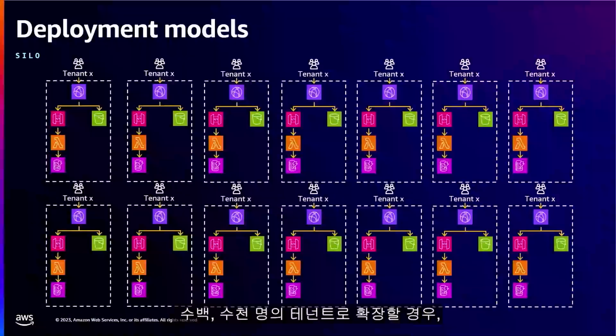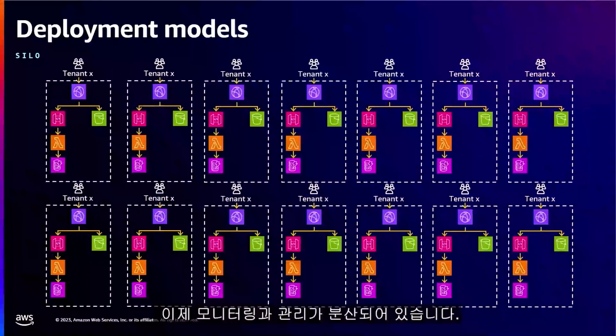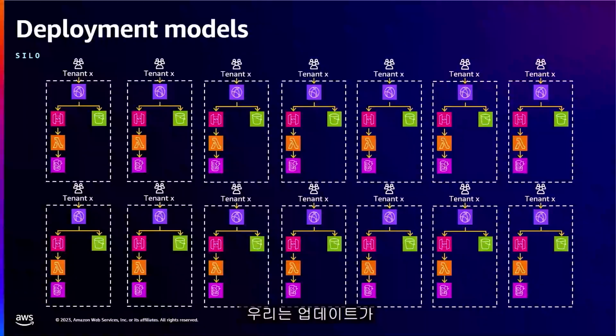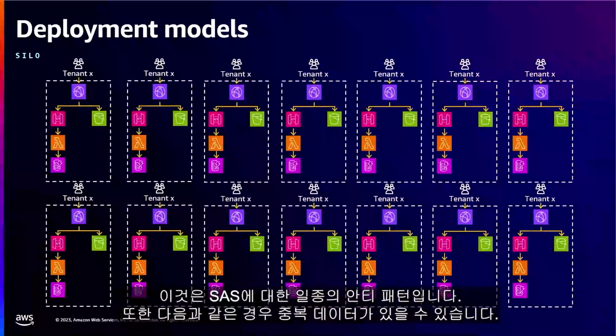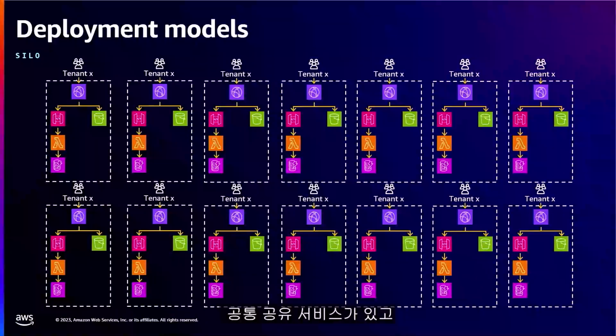As we scale this to hundreds or thousands of tenants, things start to look a bit like this. Now there is decentralized monitoring and management. We have to make sure that updates are applied consistently. There's a temptation to customize something for one of our tenants, and this is kind of an anti-pattern for SaaS. We also may have duplicate data if we've got common shared services, and we have to copy the infrastructure so many times.